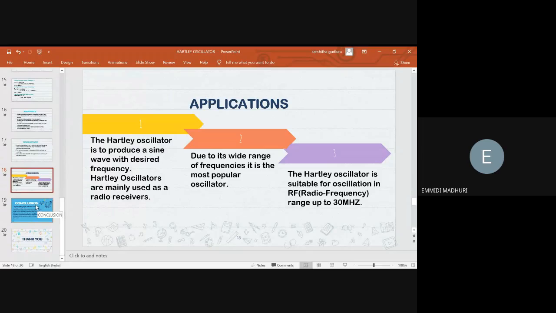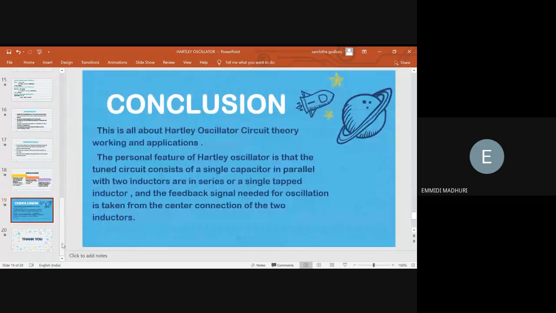Finally, we move on to the conclusion. This is all about Hartley oscillator circuit theory, working and applications. The main features of the Hartley oscillator are that the tuned circuit consists of a single capacitor in parallel with two inductors in series or a single tapped inductor, and the feedback signal needed for oscillation is taken from the center connection of the two inductors.